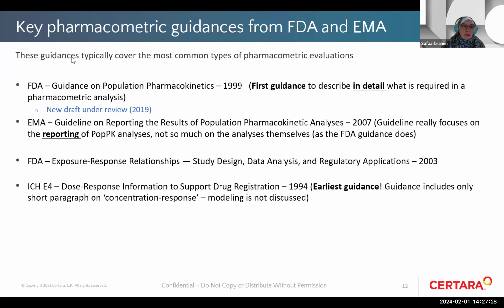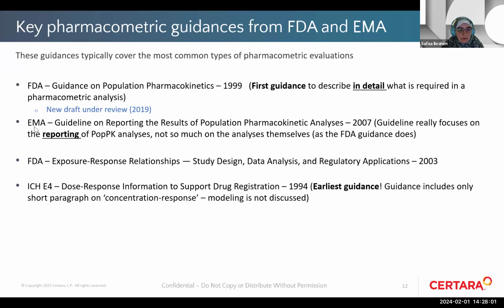In the presentation, it's stated that these guidances cover the most common types of pharmacometrics evaluation. There are two from FDA. One is the FDA guidance on population pharmacokinetics in 1999, and it's mentioned that this is the first guidance to describe in detail what's required in pharmacometric analysis. The other one is the FDA guidance on exposure-response relationships in 2003.